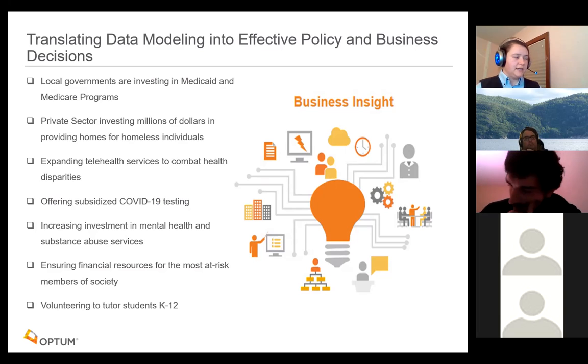Some agencies and payers are offering subsidized COVID-19 testing. The thought process there is we wouldn't want financial income to limit your ability to get tested and probably get latency in their COVID-19 results. There's also been an increased emphasis on investing in mental health and substance abuse services. There's also been an emphasis on securing financial resources for our most at-risk members of society, as well as stimulus talks in Washington happening now.